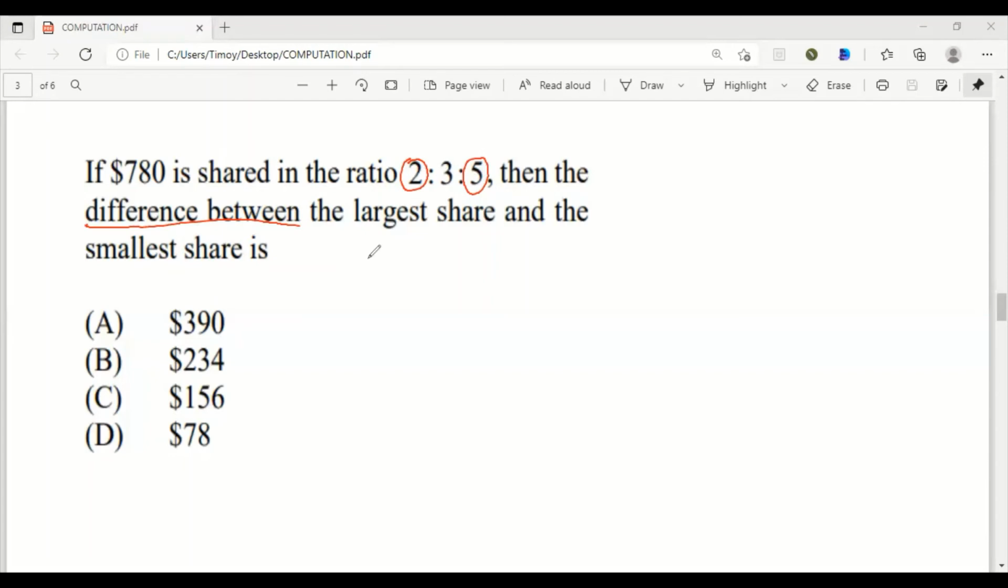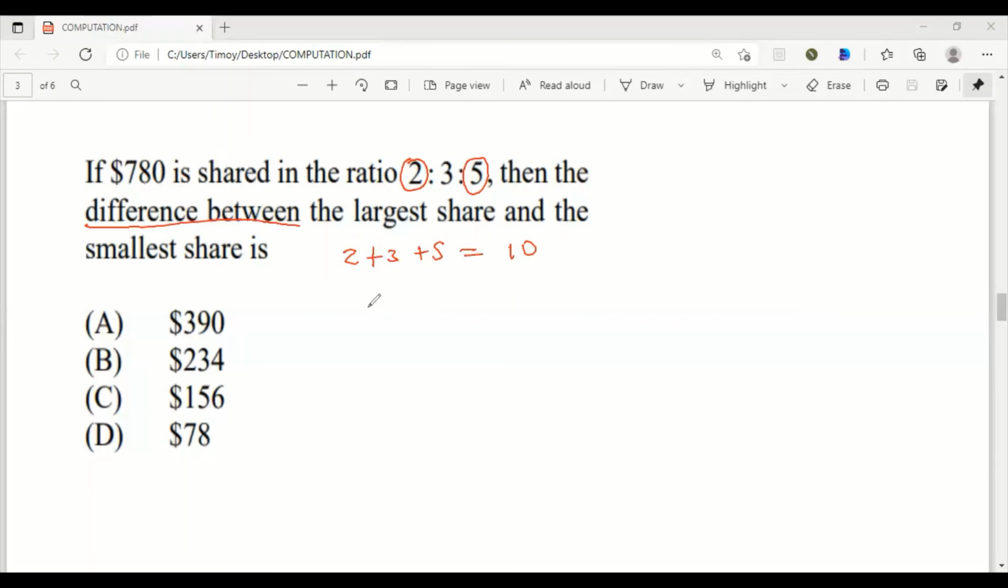So it's going to be 2 plus 3 plus 5, which is going to give us 10. So the total ratio is 10, which means that the whole is 10, right? Now, if the whole is 10, it means that 780 is equal to 10, right? Now we can do this easy.